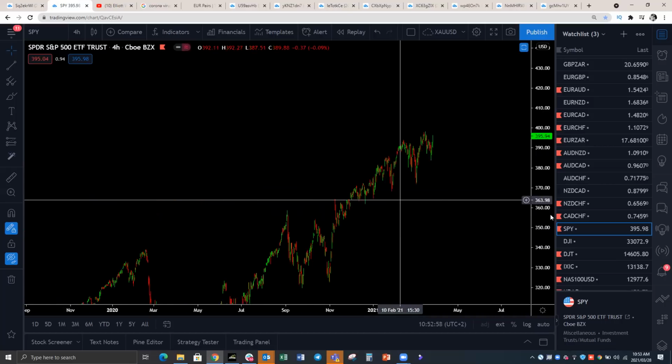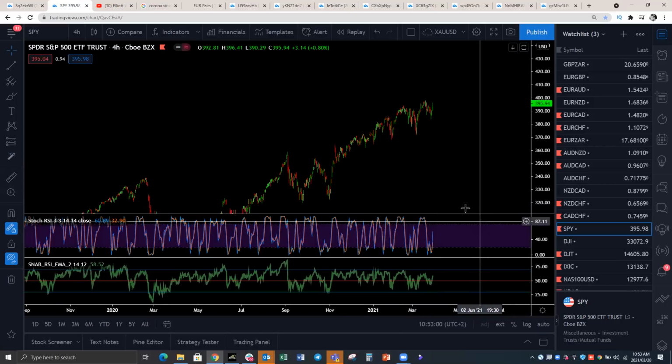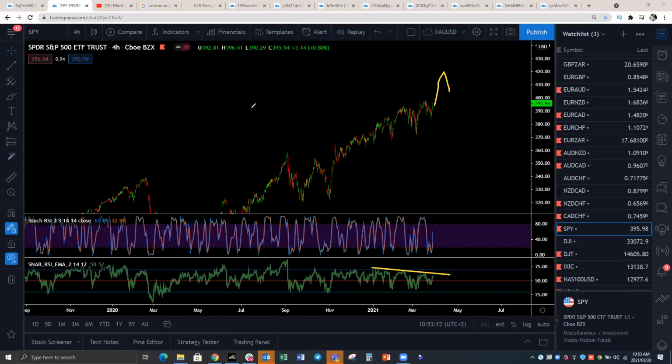Just be mindful though of the fact that this is now starting to slow down and there is now some divergence on the RSI, so that means we may be getting some decent pullback pretty soon. But for now, we're going to be looking for this one to continue to the upside. And that is the case for all the indices.